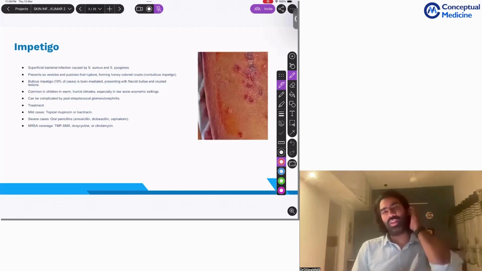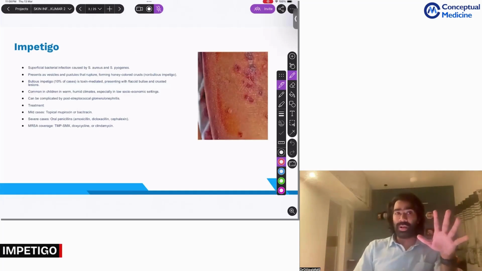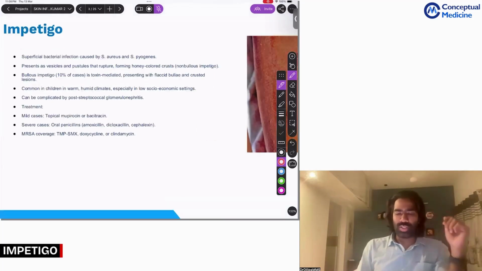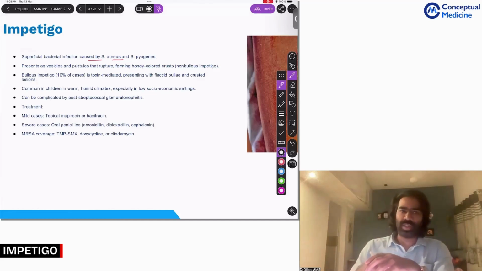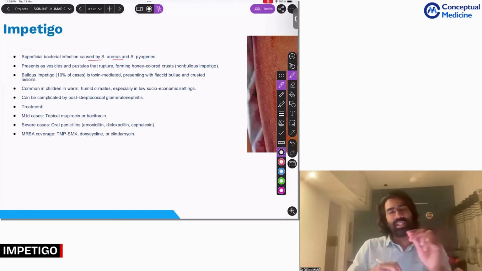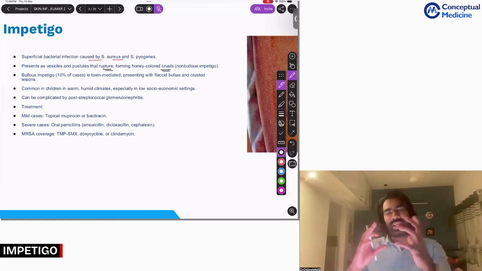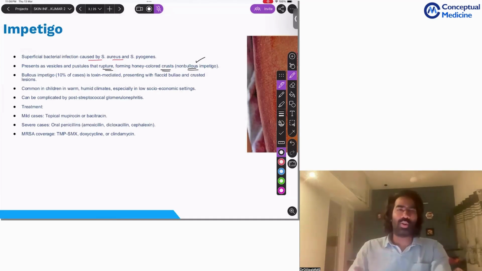What are the superficial infections? To begin with, I'm going to talk about Impetigo. Impetigo is a superficial bacterial infection caused by Staph aureus and Streptococcus pyogenes, as usual. It's going to present in the form of vesicles and pustules that are going to rupture, and overall they're going to form the classic honey-colored crust. This is the most common form, also referred to as non-bullous impetigo.